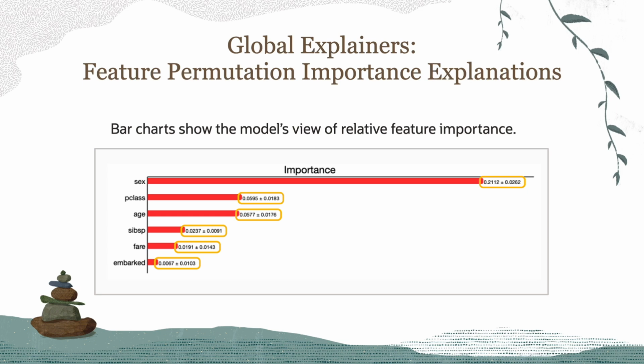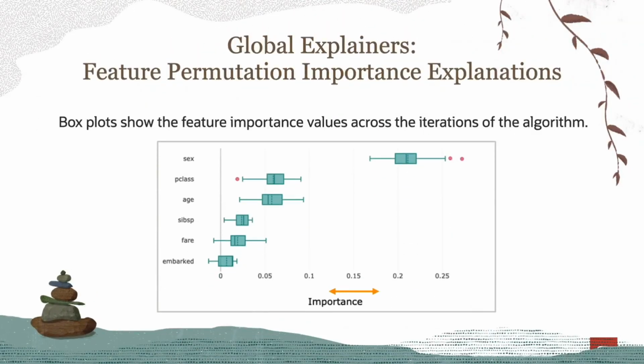iterations of the algorithm. The x-axis shows the impact in a box plot that permuting a given feature had on the model's prediction score. The y-axis shows the different features in the relative importance order. For example, here this feature is more important than the other ones. The minimum, first quartile, median, third quartile, and maximum of the feature importance values are also shown for each feature.